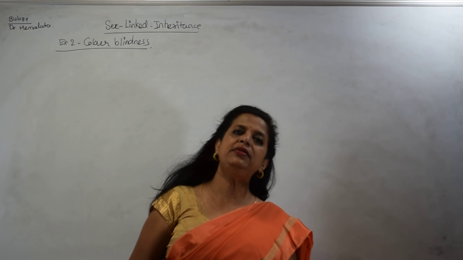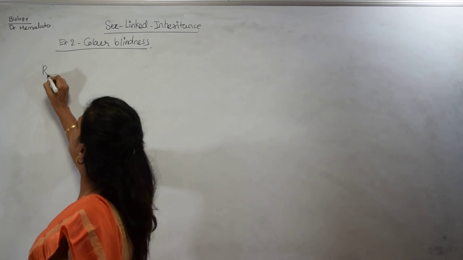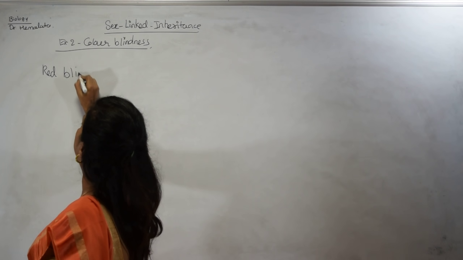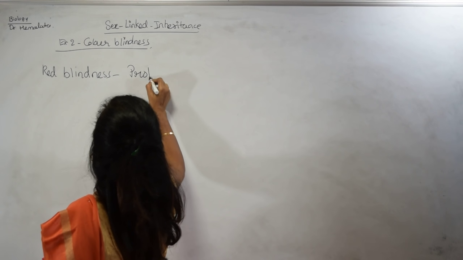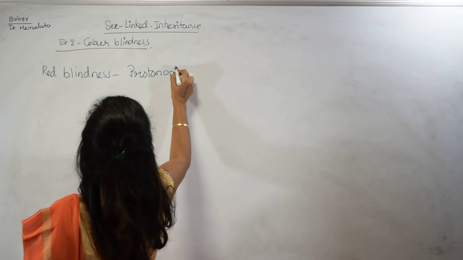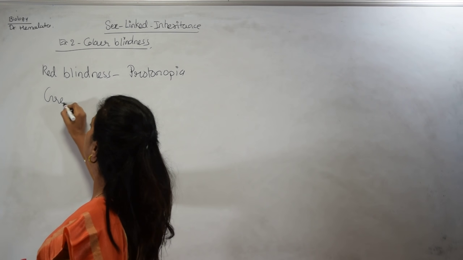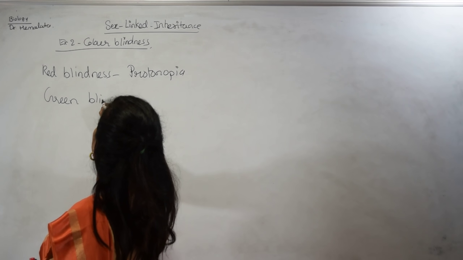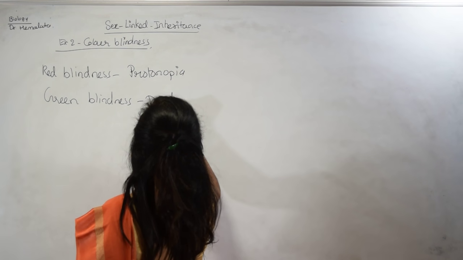So color blindness is of different types, right? Somehow red blindness, we call it as protanopia. Protanopia is the red blindness. Some will have green blindness. Green blindness is called deuteranopia.